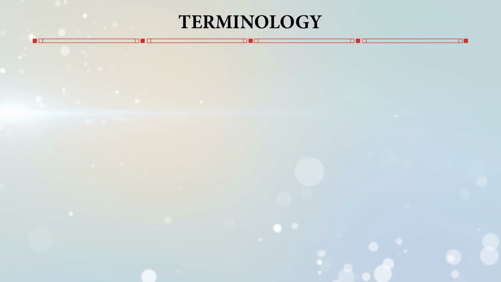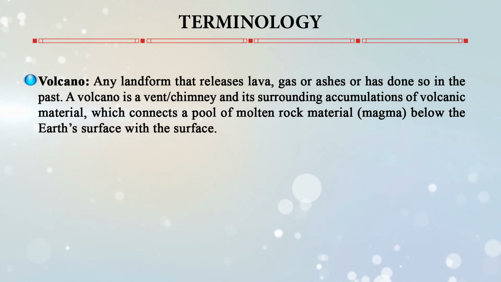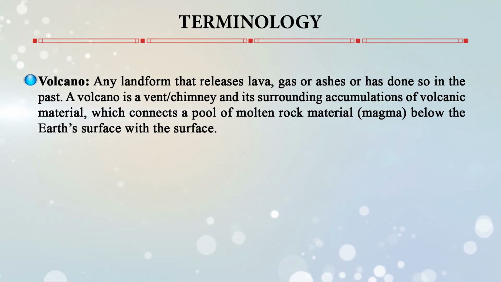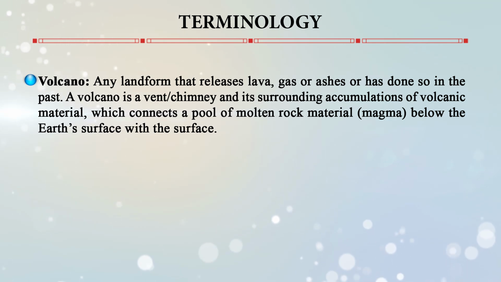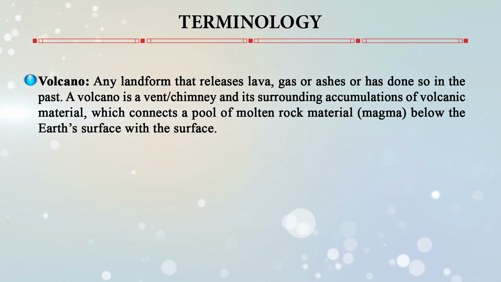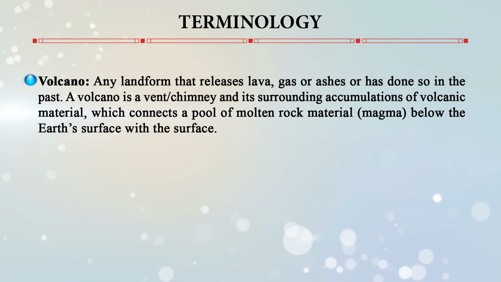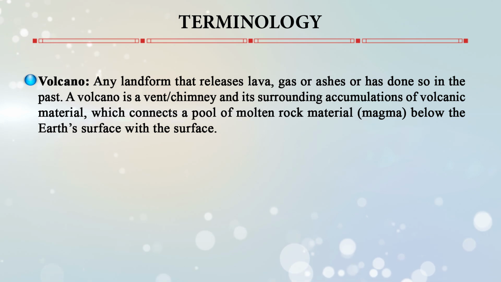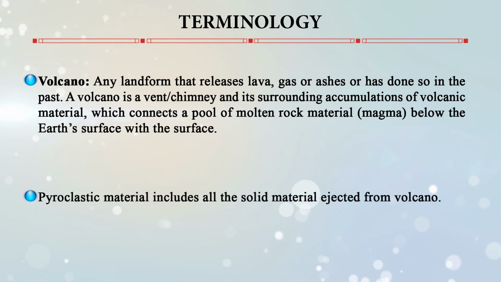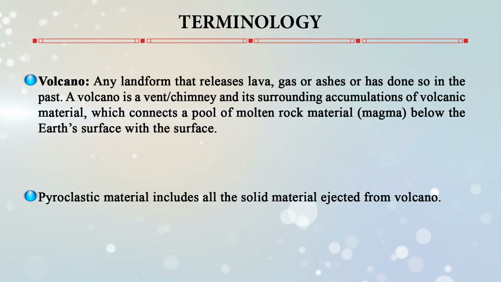I have given a definition of volcano. Again, we can see what this is. Volcano: any landform that releases lava, gas or ashes or has done so in the past. A volcano is a vent and its surrounding accumulation of volcanic material which connects a pool of molten rock material, that is magma, below the earth's surface with the surface. In other words, it connects the subsurface to the surface through the magmatic material. Pyroclastic material, when we use this term, includes all solid material that are ejected from the volcano.